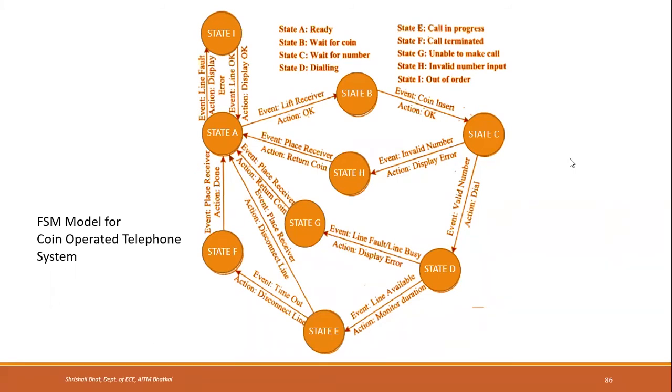First, you have to segregate the different events, different states, and then the events that trigger the state transitions. With that, you can have an FSM model.